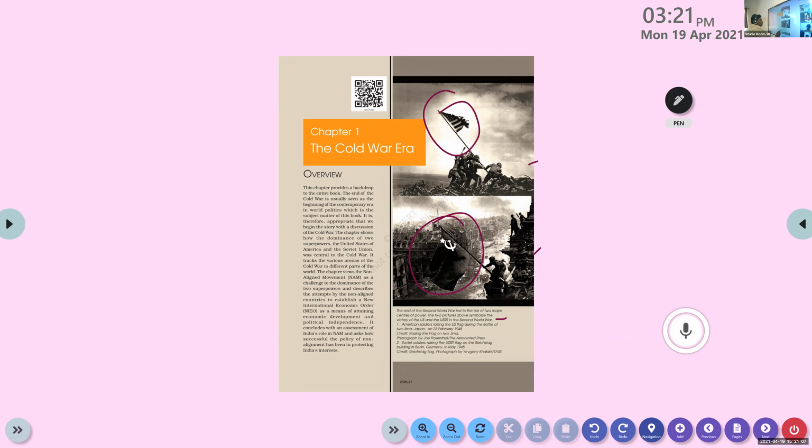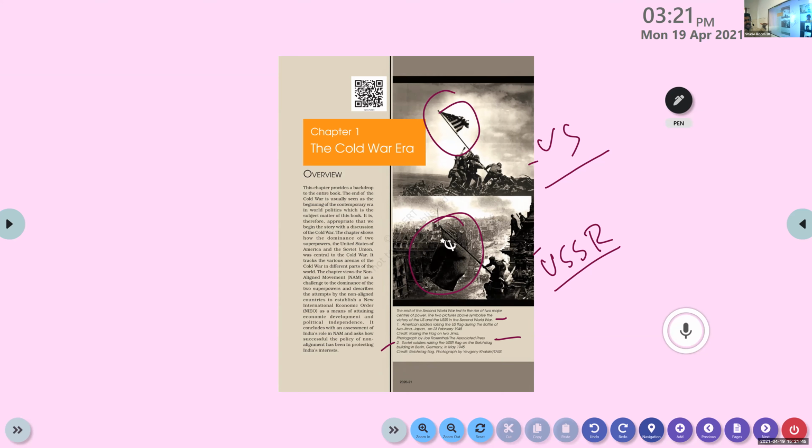The second picture shows Soviet soldiers raising the USSR flag on the Reichstag building in Berlin, Germany. Reichstag means, what is that? That's the German parliament. Okay, Reichstag, a building in Berlin, Germany. So these two pictures show the development of two world powers, US and USSR. Clear?